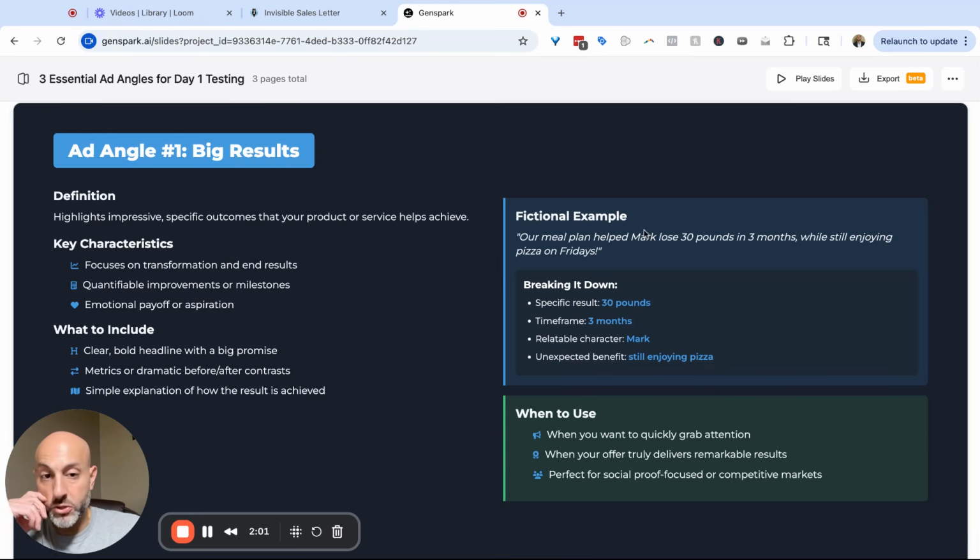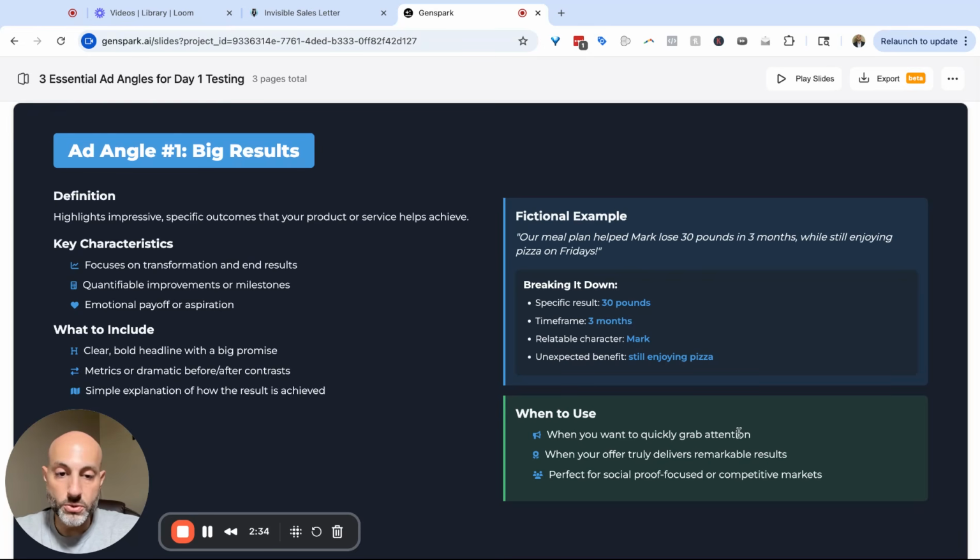All right, let's look at a fictional example here. So, what I would recommend in this case, this is our meal plan. If you have a name for your meal plan, even better, because that adds to the curiosity. So, our hybrid intermittent fasting meal plan helped Mark lose 30 pounds in 3 months while still enjoying pizza on Fridays. So, again, breaking this down, it's very specific: 30 pounds, specific time frame, 3 months. We have the relatable character, which is Mark, and the unexpected benefit, while still enjoying pizza.